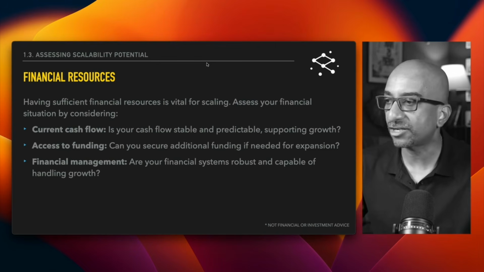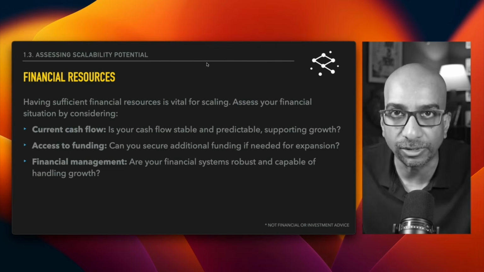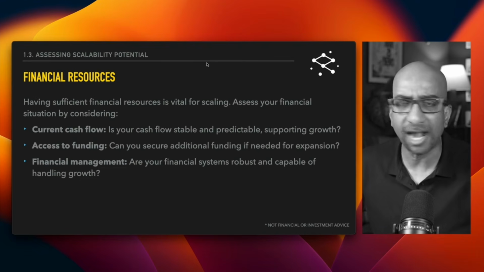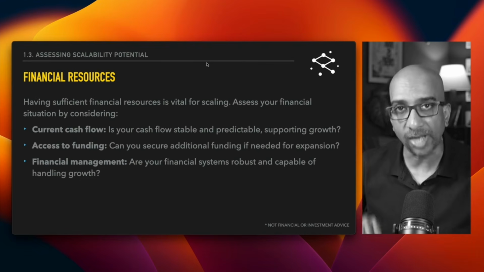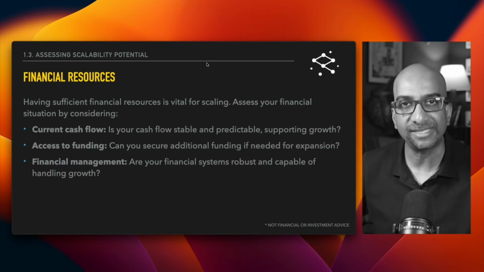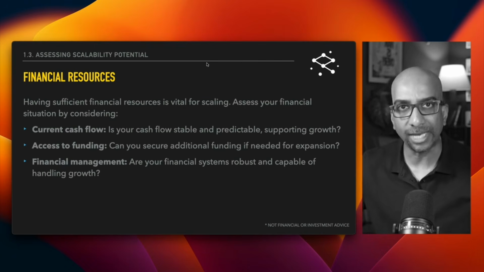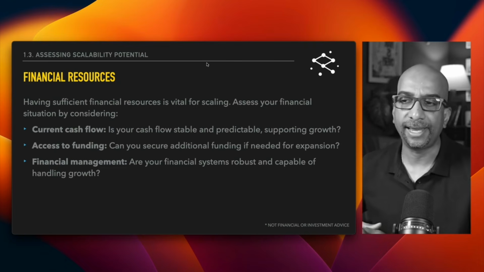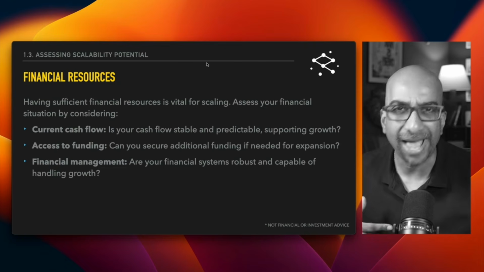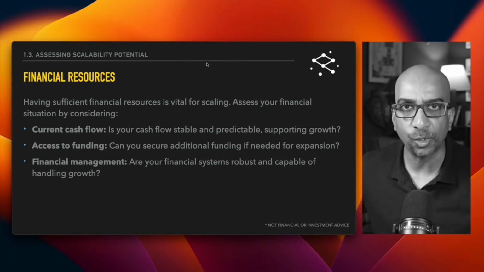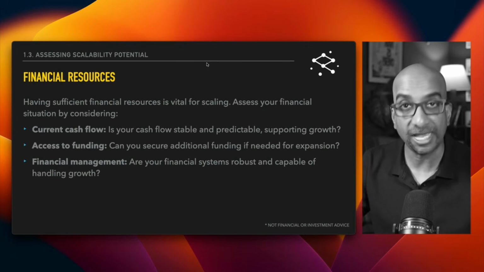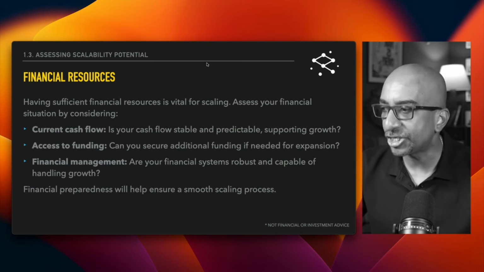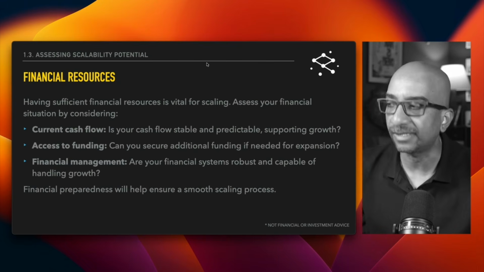Financial management. Are your financial systems robust and capable of handling growth? Again, for example, Panaton. We built in financial systems that are very simple, not rocket science, nothing groundbreaking, but they're integrated into the platform. They're seamless, they're simple. You got the invoicing system, you got a wallet that is connected, in phase 2, to blockchain. And we have connections to your bank accounts, everything in one place, safe and secure to help you scale. So that's very important. Financial preparedness will help you ensure a smooth scaling process.